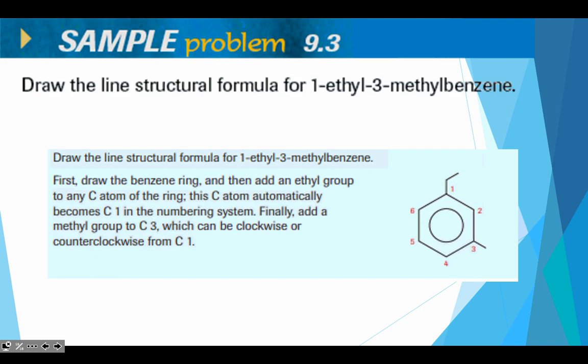Draw the line structural formula for 1-ethyl 3-methylbenzene. First, draw the benzene ring and then add an ethyl group to any carbon of the ring. This carbon automatically becomes your carbon number 1. Finally, add a methyl group to carbon 3, or C3, which can be clockwise or counterclockwise from C1. Either way, it's still going to count from number 1, and it's still going to go towards that branch.